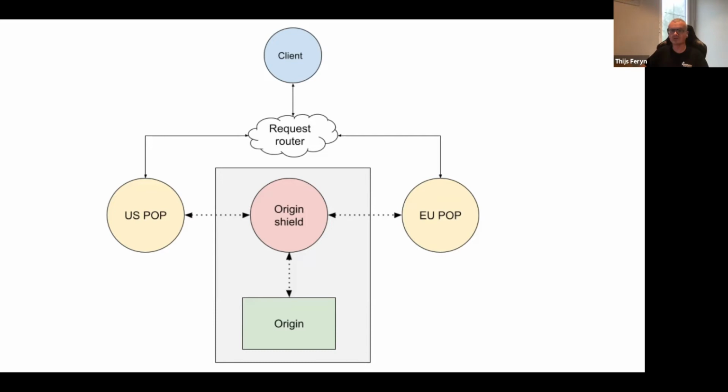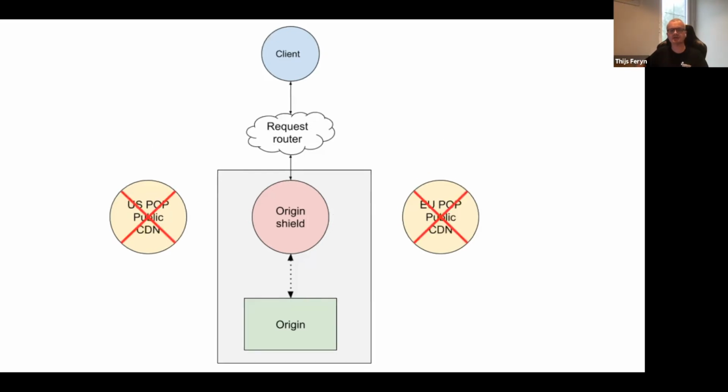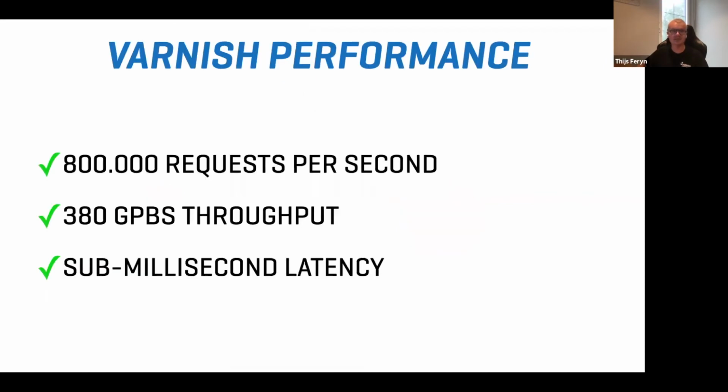But where the origin shield really shines is when the points of presence fail, your request router will promote not just the origin, but your origin shield as the point of entry, as the edge tier, as we call it. And then the question is, how long can it withstand the heavy pressure? And I can say that both as an employee of Varnish Software, but also as a very long time Varnish user, that the performance is quite impressive.